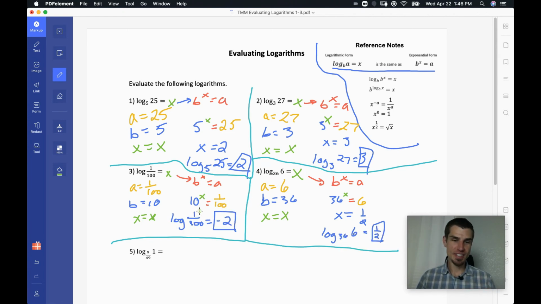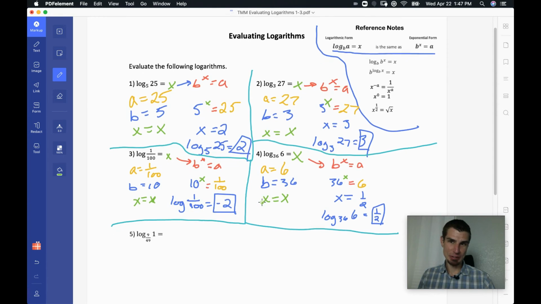And if you'll notice, I did go ahead and rewrite this solution rather than just saying x equals -2, just log of 1 over 100 is equal to -2, because that's really what we're evaluating here. We're not solving for x, we're evaluating this logarithm. We didn't have x there initially, that was just my addition. So we just want to write what log of 1 over 100 is equal to, and that's -2. So now we need to scroll down a little bit.